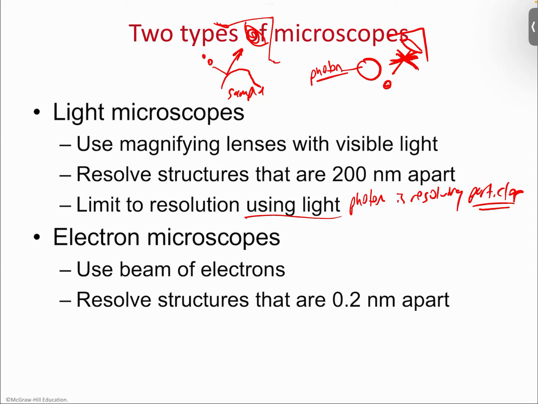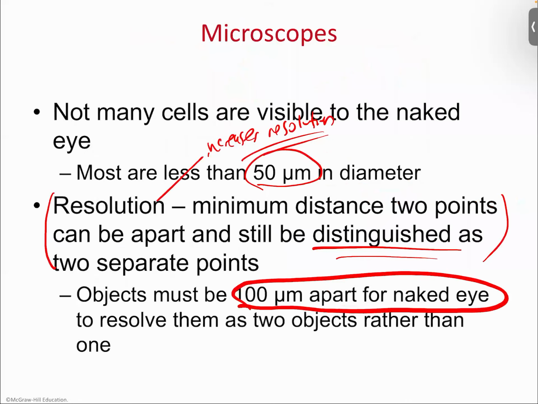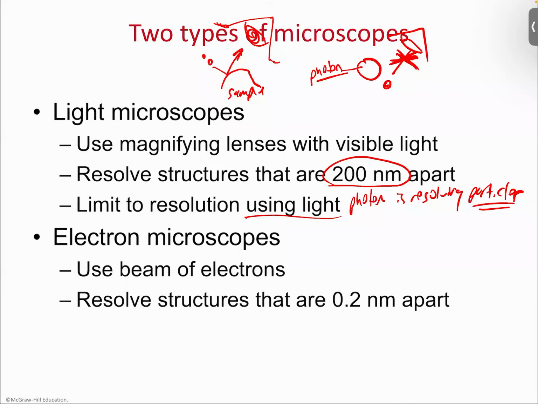That limitation gets us down to the ability to see things that are about 200 nanometers apart. Not too bad, right? You're going from about 100 micrometers with the naked eye to now 200 nanometers. That's not too shabby. However, there are still some things that we want to see that are fairly tiny. Here's a good example, organelles.